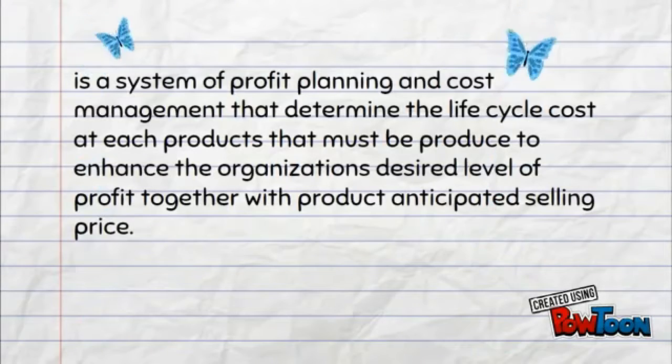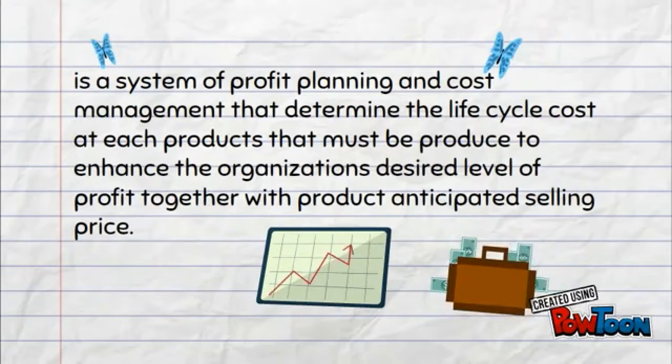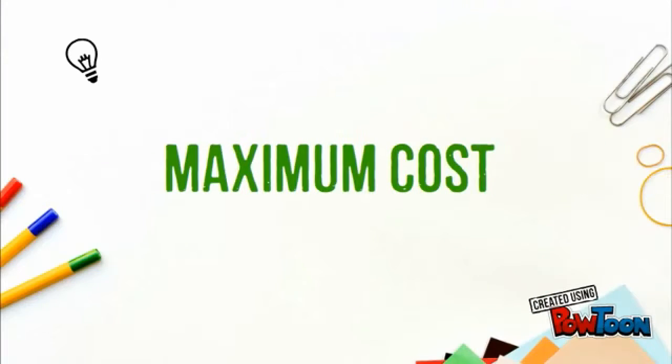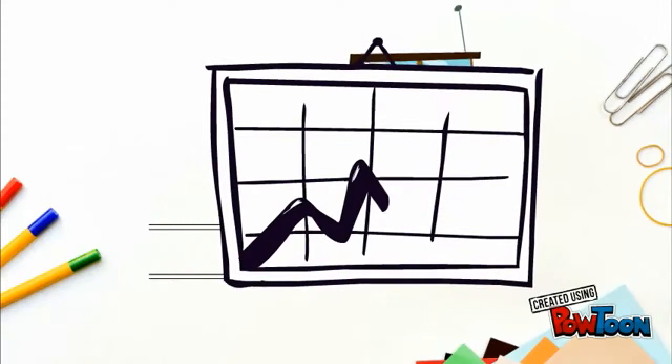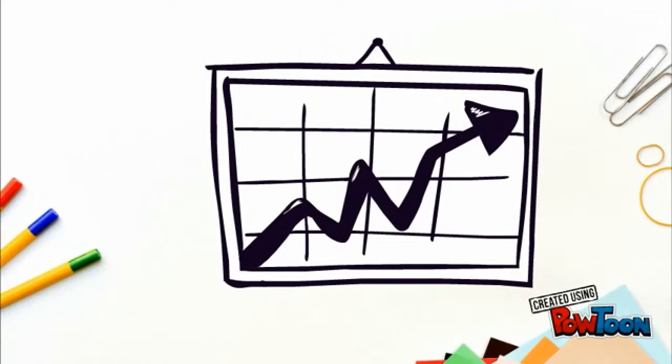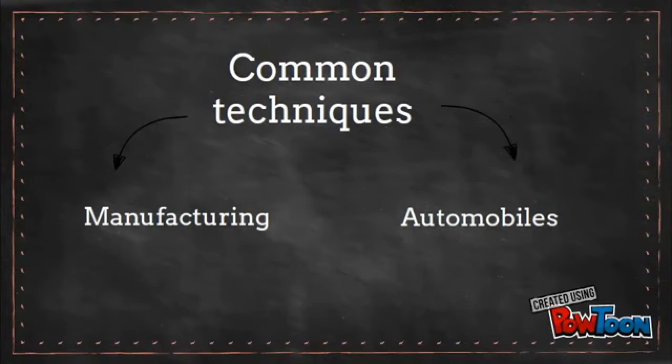It is a system of profit planning and cost management that determines the life cycle cost of each product that must be produced to enhance the organization's desired level of profit, together with the product's anticipated selling price. It is also a technique for establishing the maximum cost we could incur making a product, yet still make a required profit margin. It is an increasingly common technique in the manufacturing and automobile industries.